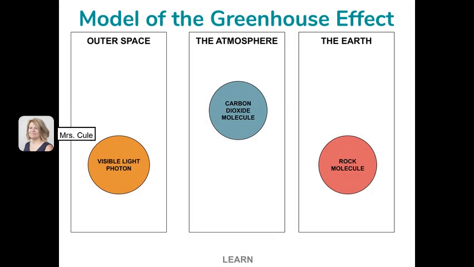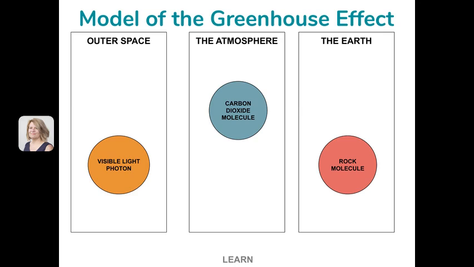We're going to use this model of the greenhouse effect to help us understand what is going on. You'll notice on the left side that this is outer space. This is everything that is beyond the Earth's atmosphere. The sun would be out there and other planets and other things beyond our atmosphere. The atmosphere is in the middle, and then the Earth is on the right side. So if we were to start at the Earth and move outwards, we would go from right to left.